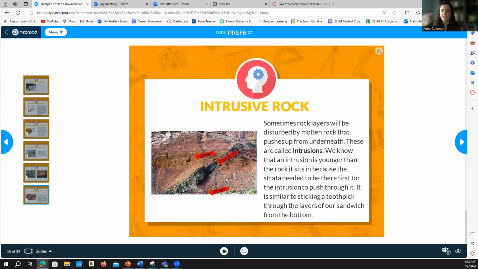It's similar to thinking about a toothpick. When you put the toothpick through the layers of our sandwich, it's the same way with an intrusion or intrusive rock, where that rock is coming through those layers. And even though it's in the middle, it's still the youngest because it's new, okay?